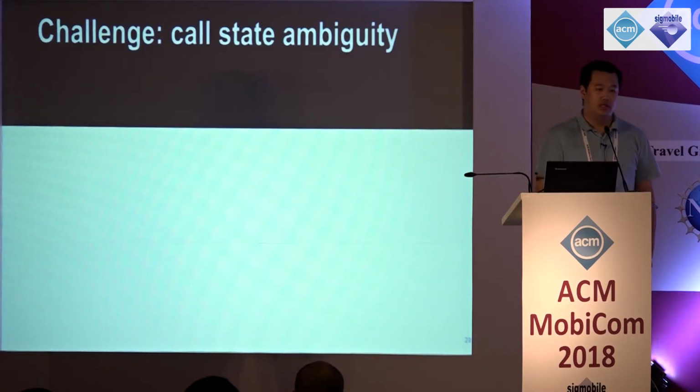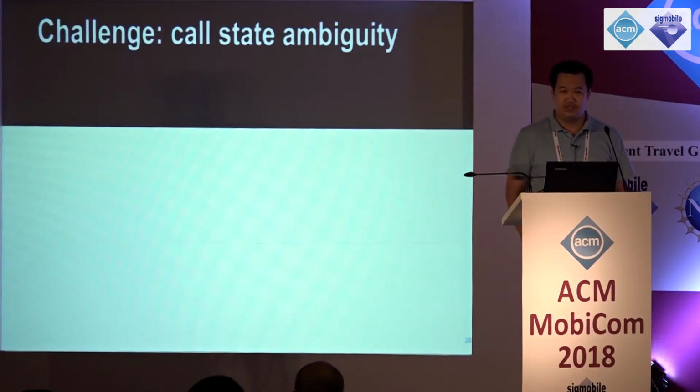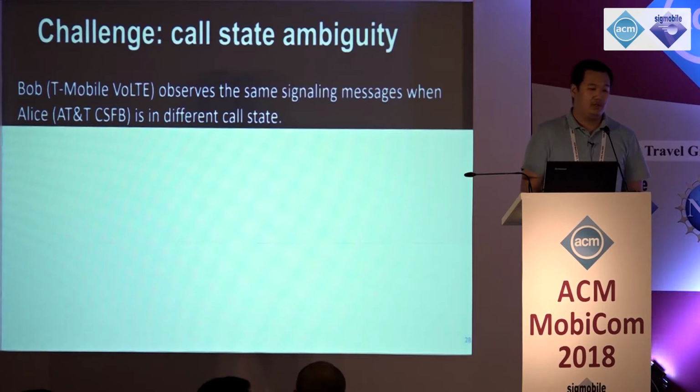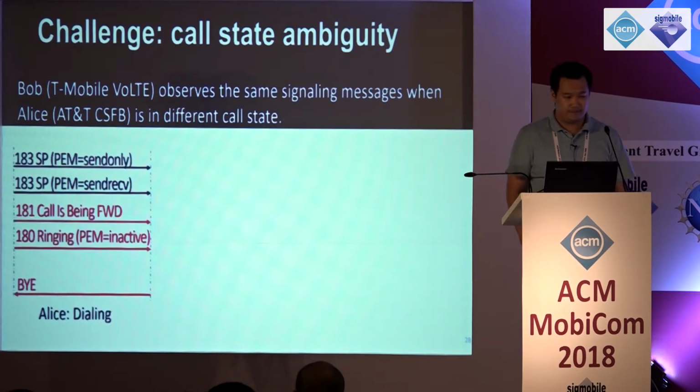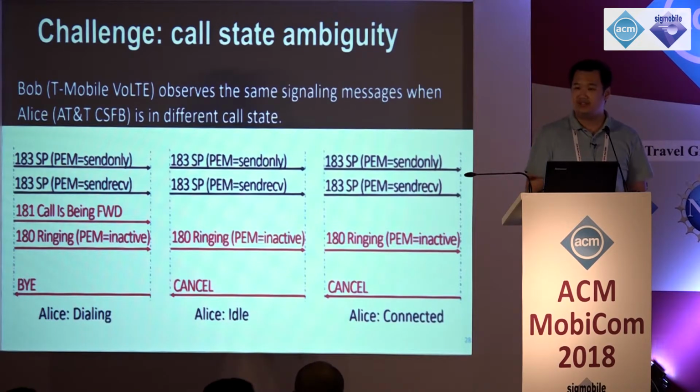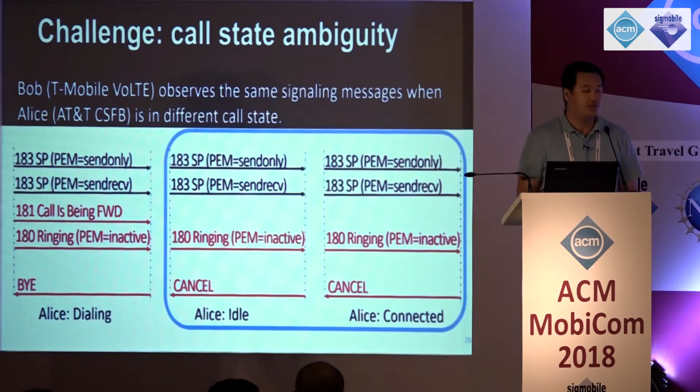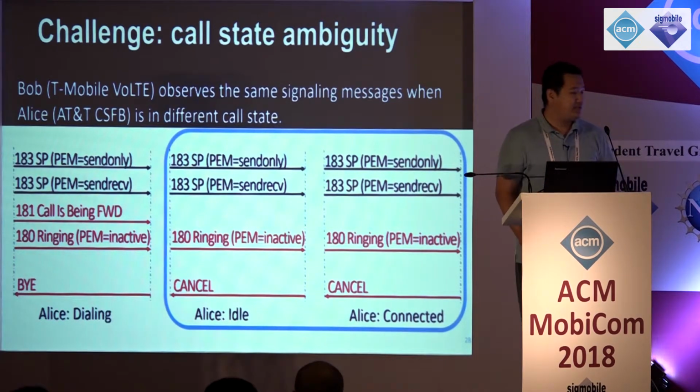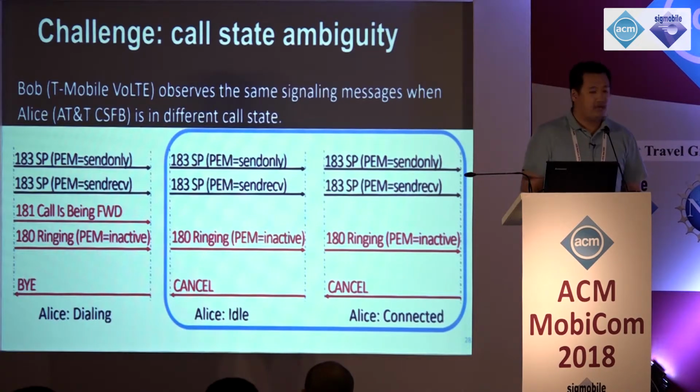This leads to a challenge, which is call state ambiguity. That means Bob could observe the same signaling message when Alice is in different call states. For example, here Alice is using AT&T CS fallback, but in the idle and connected states we observe exactly the same signaling message. That makes it hard for CEIVE to accurately infer the call state of Alice. This is fatal to CEIVE.